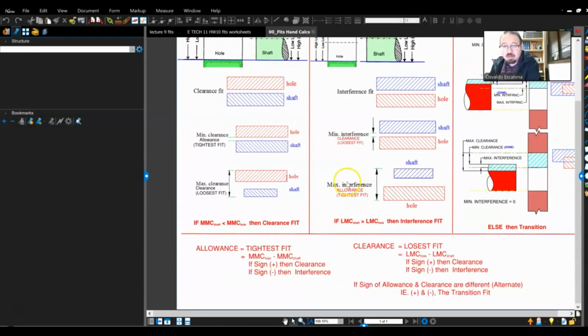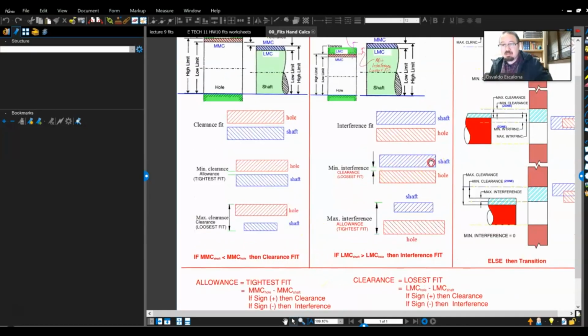Mathematically, you can also do it here, right? That's where the allowance and the clearance came about. And I also told you guys, you know what? If you have both of them positive, you can have a clearance. If you have both of them negative, you will have an interference.